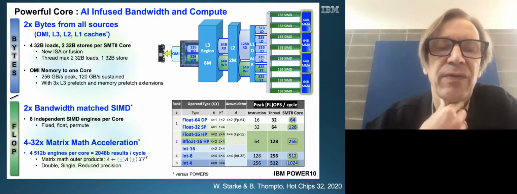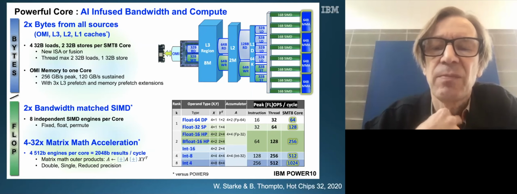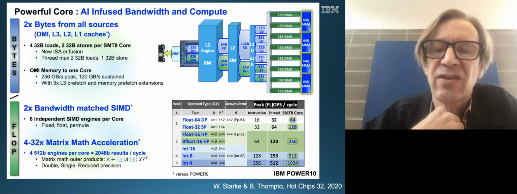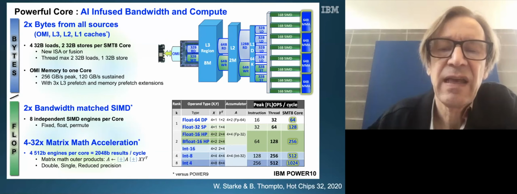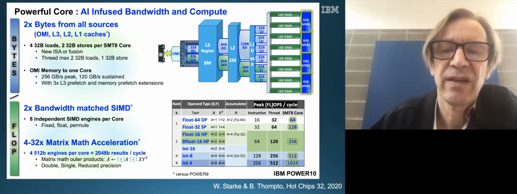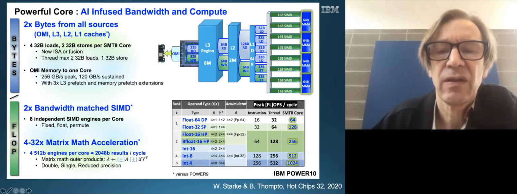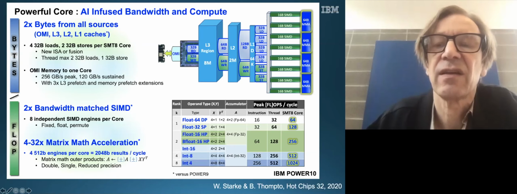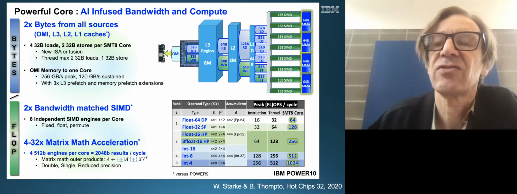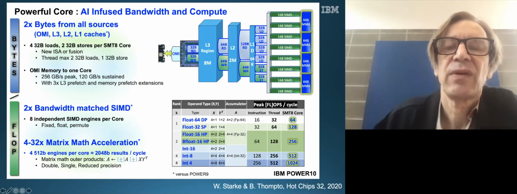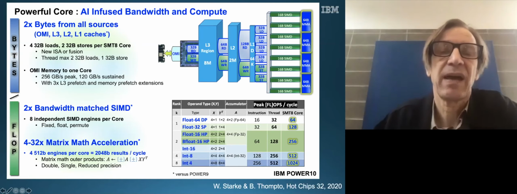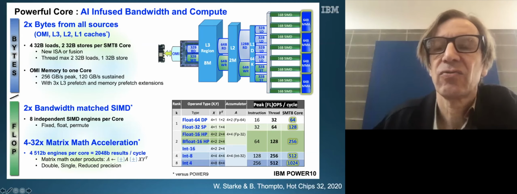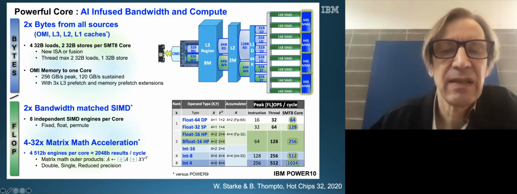We also have significantly enhanced the compute within the chip, with both SIMD capability and a matrix math acceleration that also supports the AI oriented lower precision floating point and integer data types used in deep learning inferencing models. So we pay a lot of attention to bringing the bandwidth capability that we have at the chip level all the way down to these execution units.